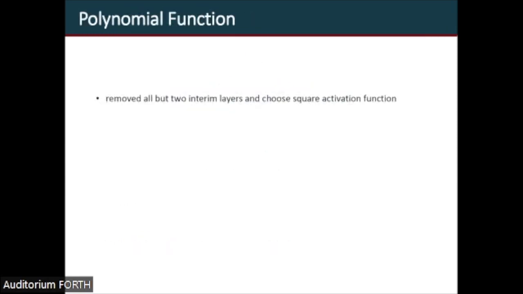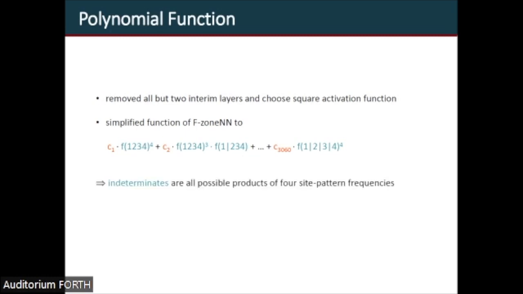And we started by removing all but 2 interim layers, and we used a square function as activation function. We had the luck that it was still trainable, so in our case, this was not the problem. And with this, we got a function which is, in the end, a 4th degree polynomial. The indeterminates of this 4th degree polynomial are all products of 4 site pattern frequencies, and the coefficients are just trained by gradient descent.